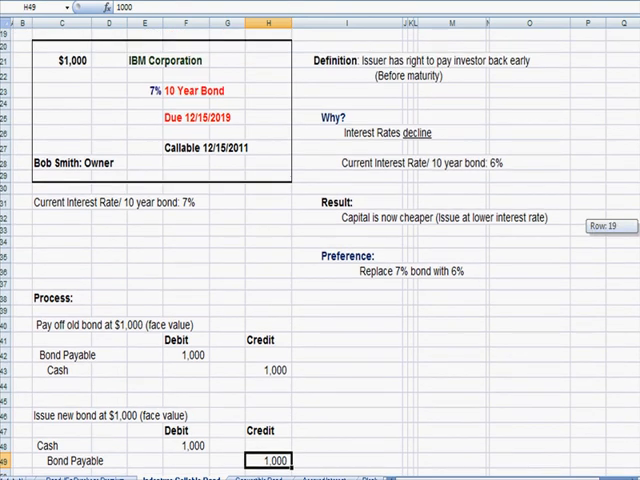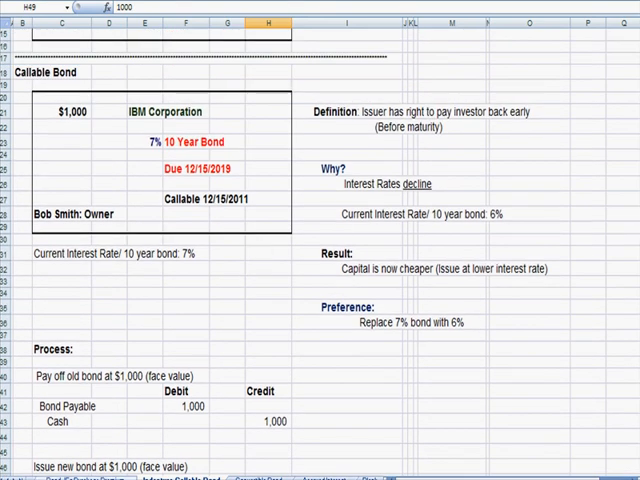So that is a call feature, and it's going to be stated on the face of the bond.